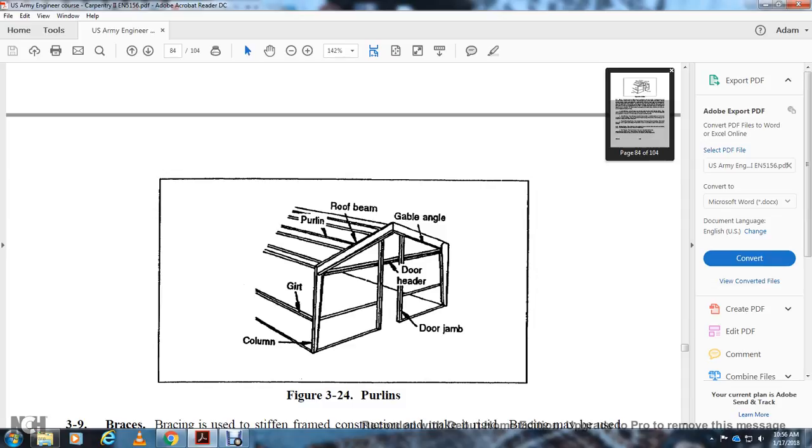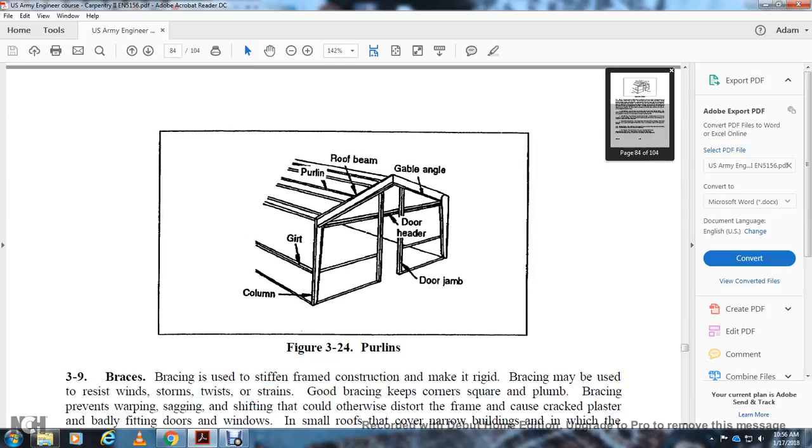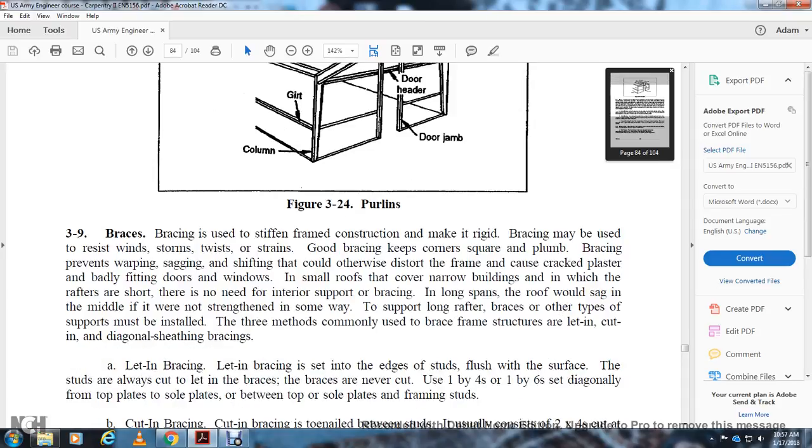In figure 318, you have your column girt, purlin, roof beam, gable angle, or header and door jamb. Bracing stiffens the frame of the construction and may be used to resist the wind and storm. Good bracing keeps corners square and plumb. Bracing prevents the warping, sagging, and shifting that could otherwise destroy the frame and cause cracked plaster and badly fitting doors or windows.